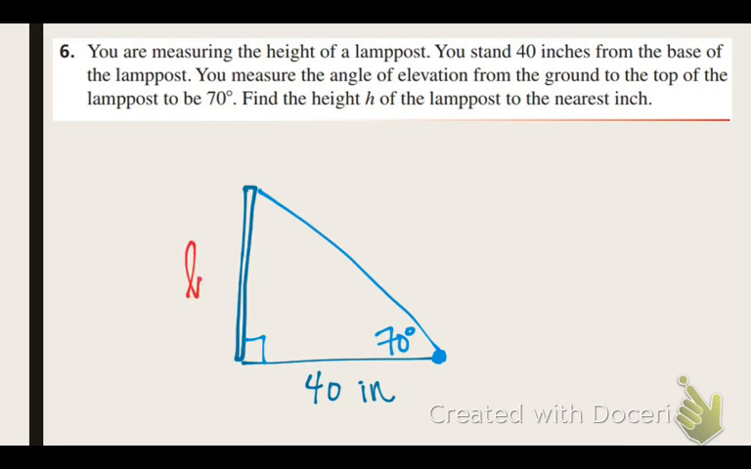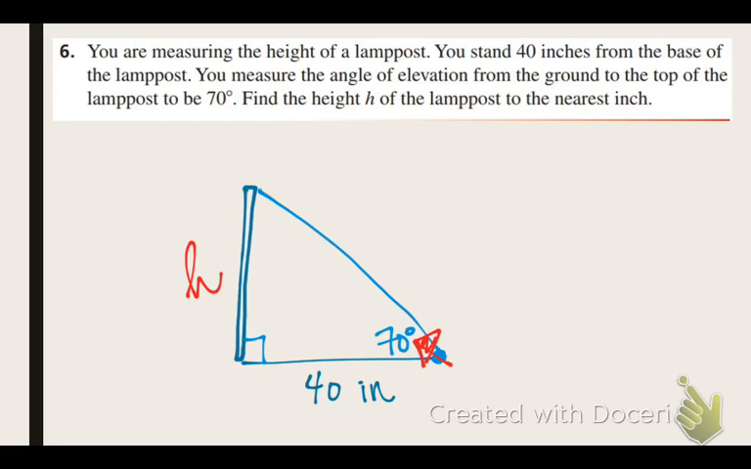Alright, so we're finding the height. Now we're going to use trigonometry, because we can't use the Pythagorean theorem, you need two sides. Do you have two sides? You only have one side and one angle. If you had a side and an angle, you need to use right triangle trigonometry. So from this angle, you're going to use SOHCAHTOA.